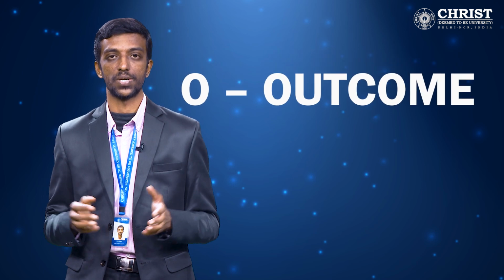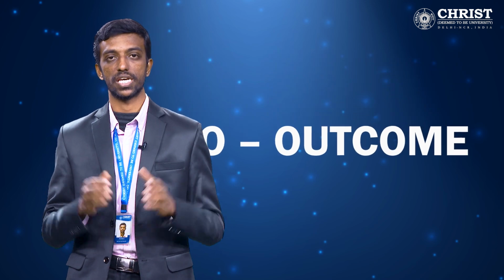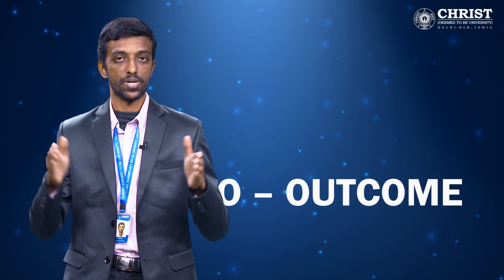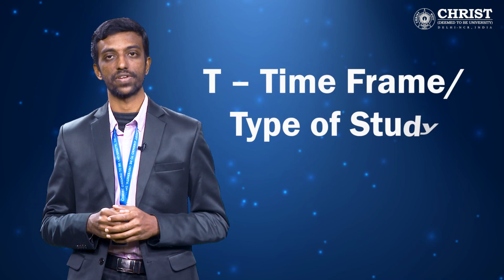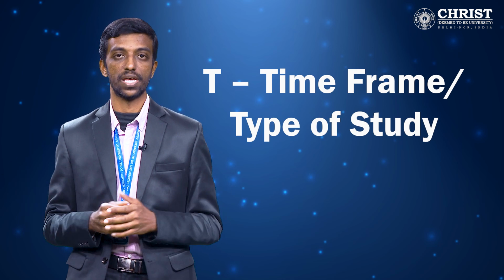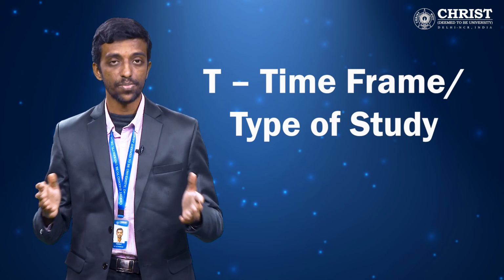The next letter in the abbreviation is O. O stands for outcome measures. What is the outcome that we are expecting once we carry out this research in this particular population, in this particular comparison group, using intervention? There are researchers who suggest that we have a fifth letter, T. T stands for time frame, or it can also refer to the type of study. Personally, I would suggest this is already understood from the first four letters of PICO.